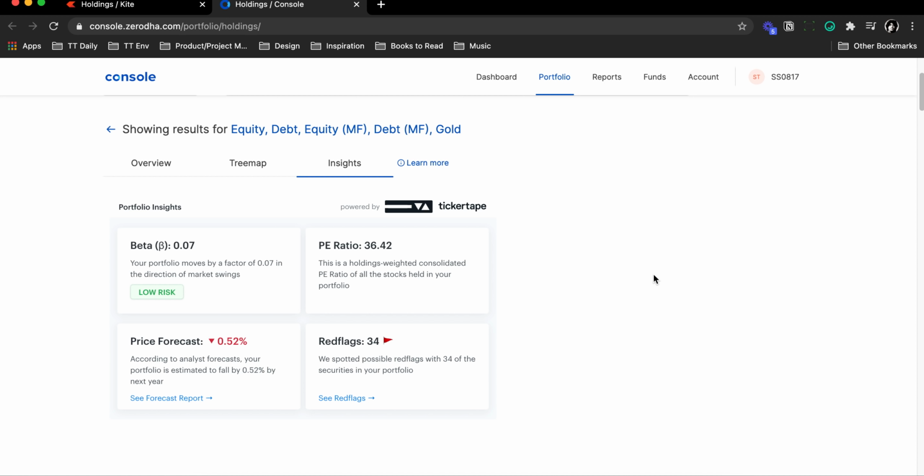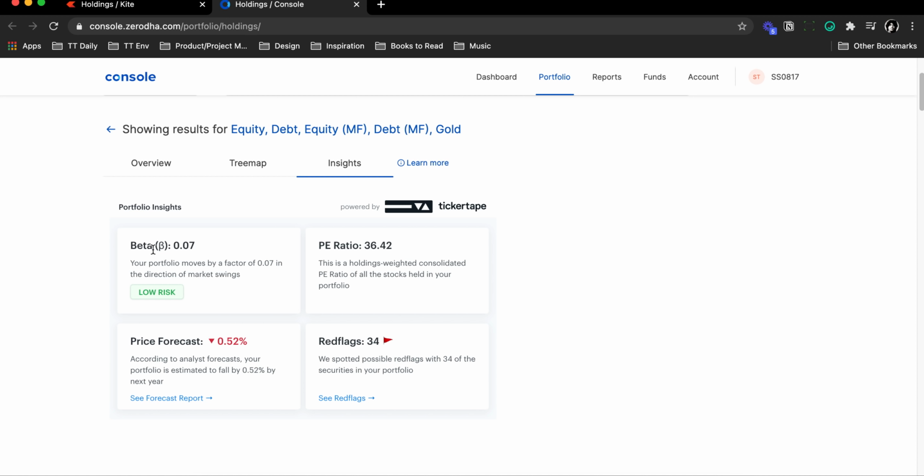Right. So as soon as you have shared your information, we take your holding information from Zerodha, and we pass it over onto Tickertape, and Tickertape does an entire analysis on your entire portfolio, and we churn out some valuable data points. So let's take a look at it. So initially, from an insights perspective, we give you four key insights. The first is basically the beta.